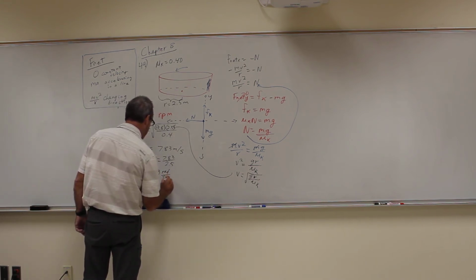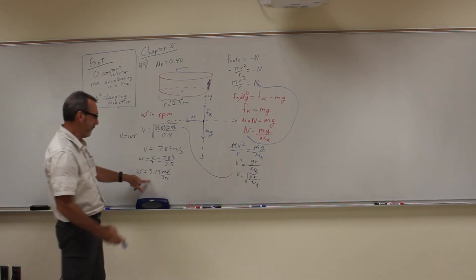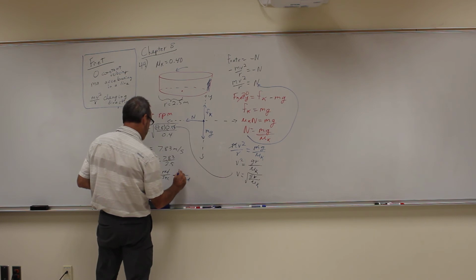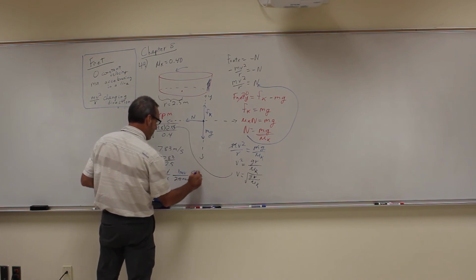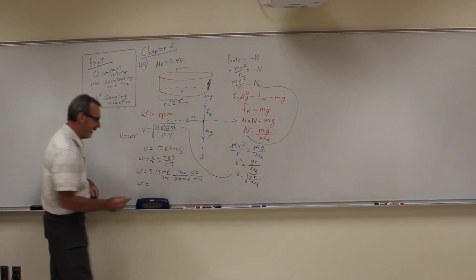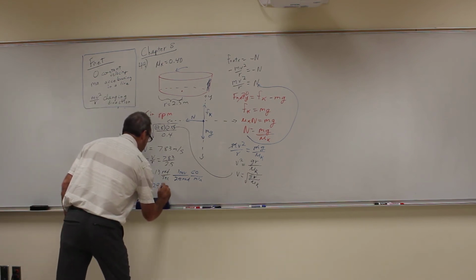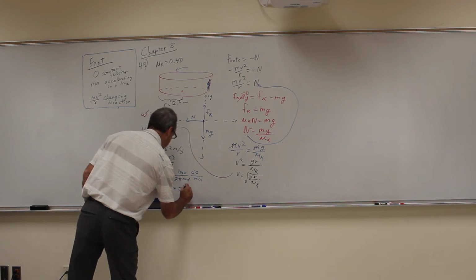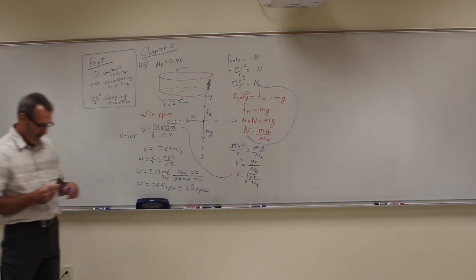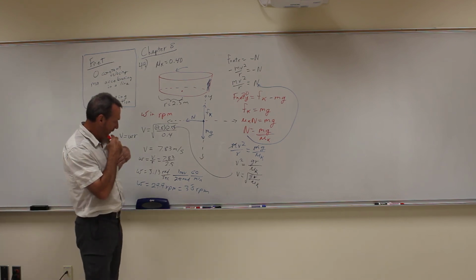radians per second. However, they specifically asked for it in RPMs, revolutions per minute, so we got to convert this. We have 2 pi radians is 1 revolution, and 60 seconds is 1 minute. So if I multiply by 60 divided by 2 pi, I get omega is equal to 29.9 revolutions per minute, or 30 with 2 sig figs. 30 revolutions per minute.